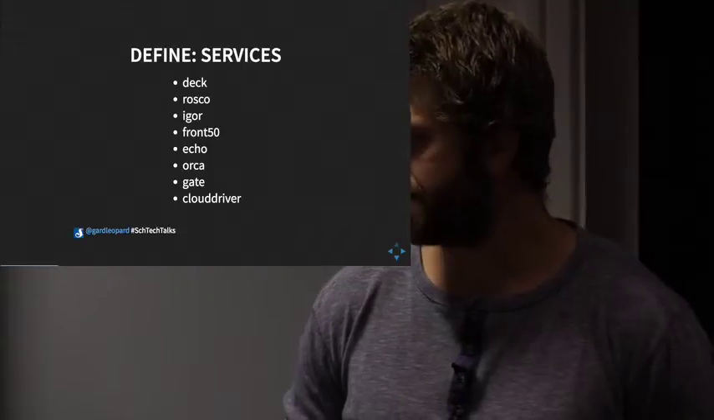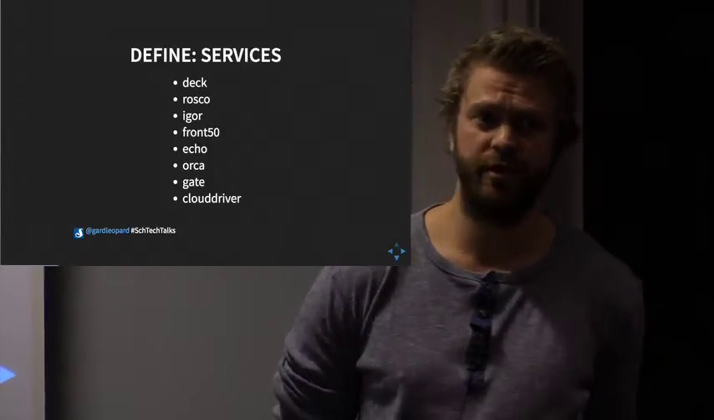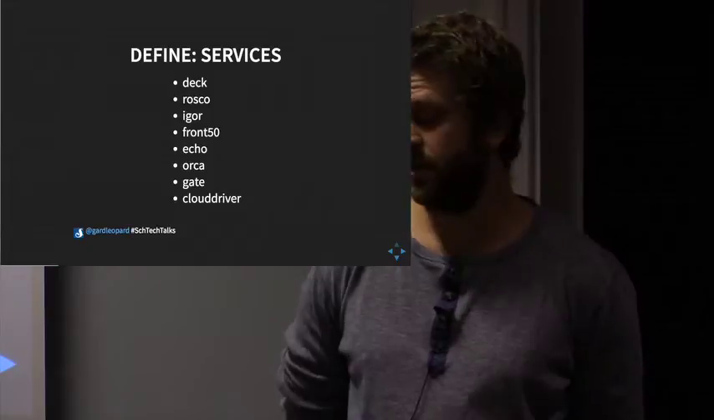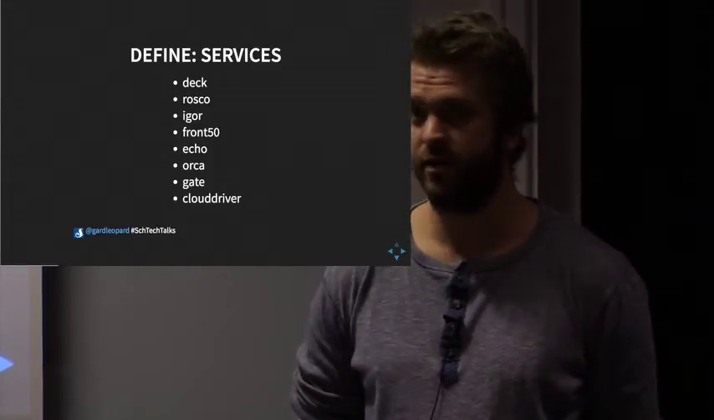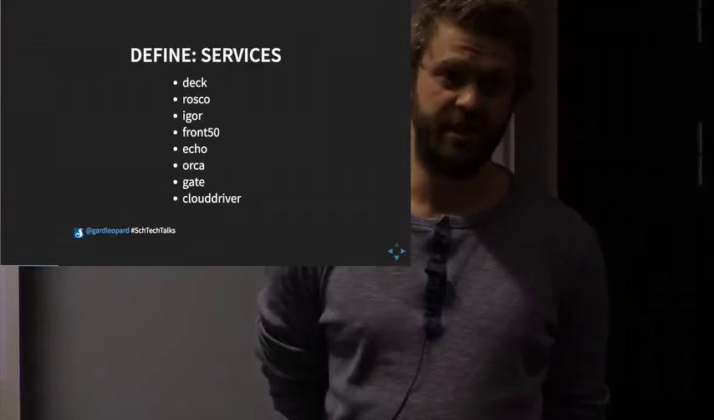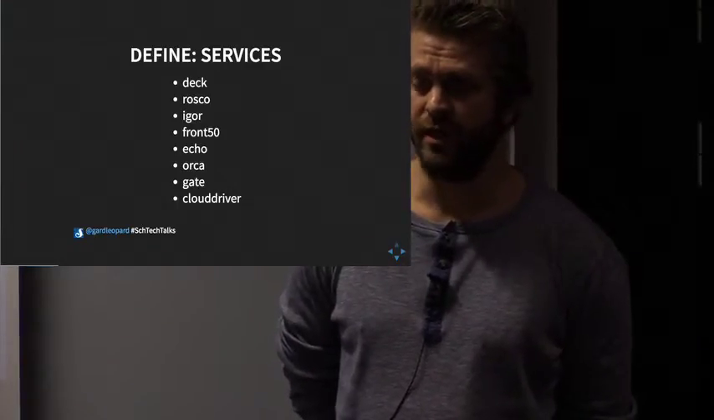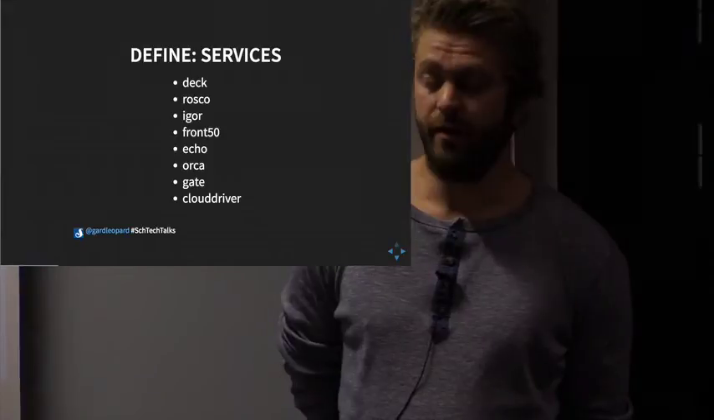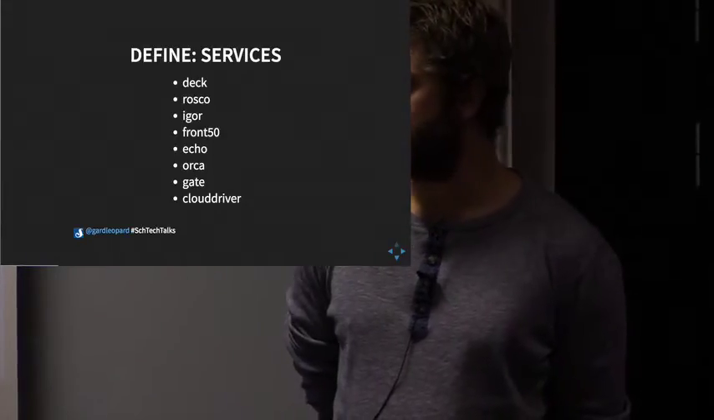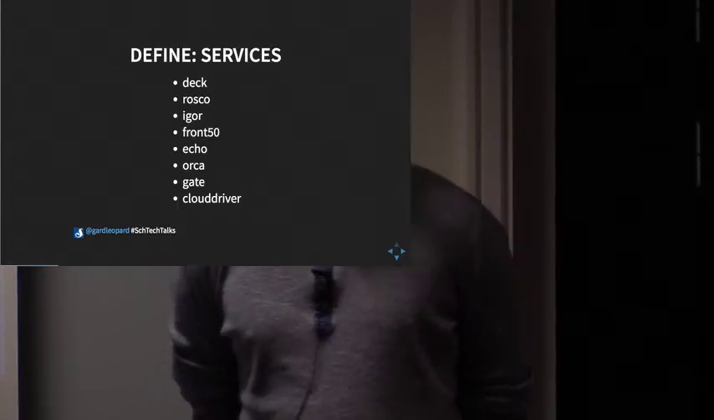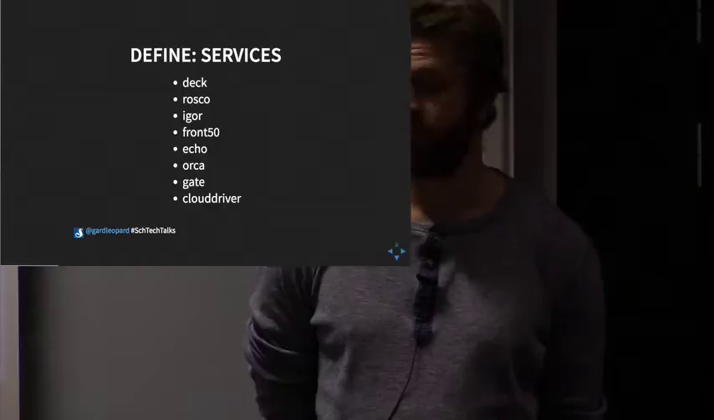Roscoe is the bakery, where you create Docker containers or AMIs, or you can also bake for OpenStack or Google Cloud. Igor is the CI integration. So Spinnaker currently integrates against Travis and Jenkins for CI. And it also integrates against GitHub and Stash. And that's done in Igor. Igor also ships events on Docker registry events.